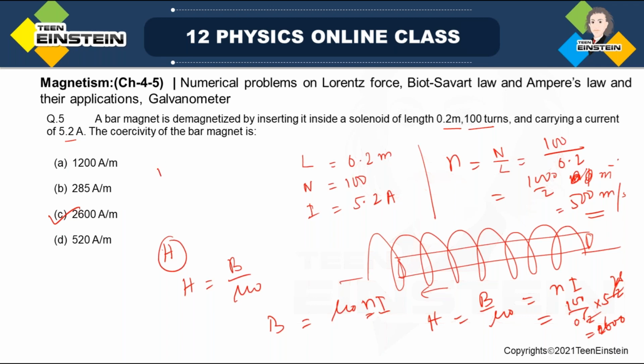I hope you have understood what you have to do. B is equal to mu 0 N i. We know that for a solenoid, and you have to find out H. H means B by mu 0. So ultimately you have to calculate only this. Okay, so that's the answer for this question.